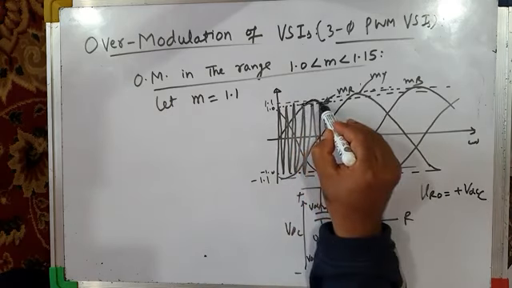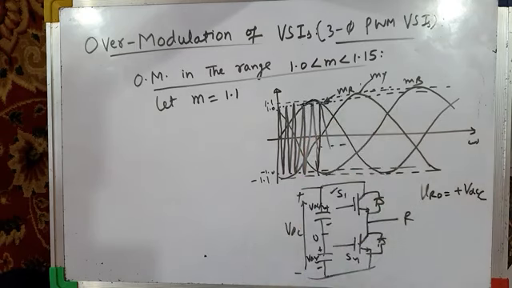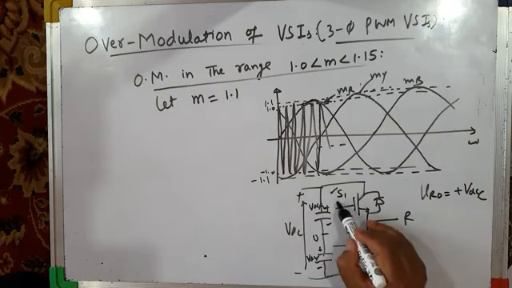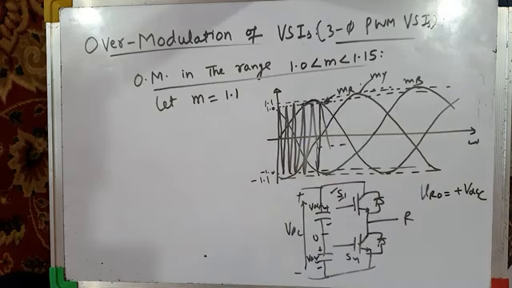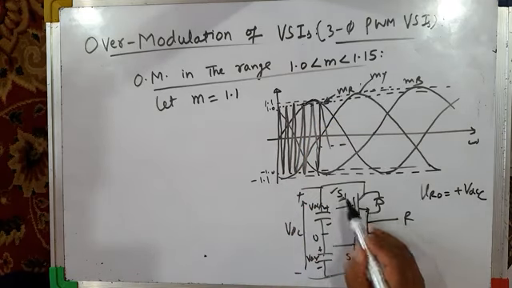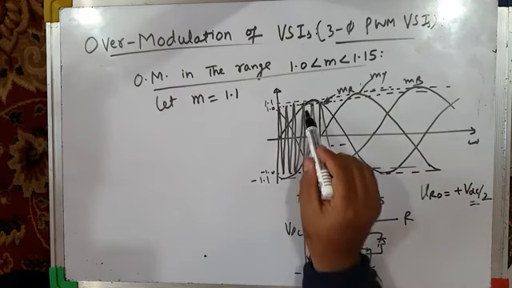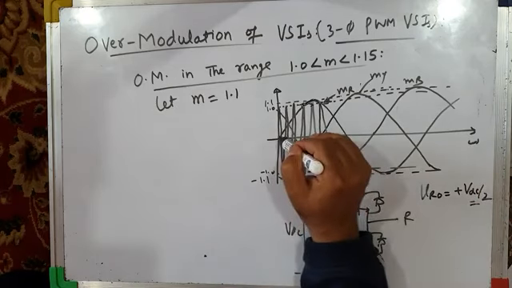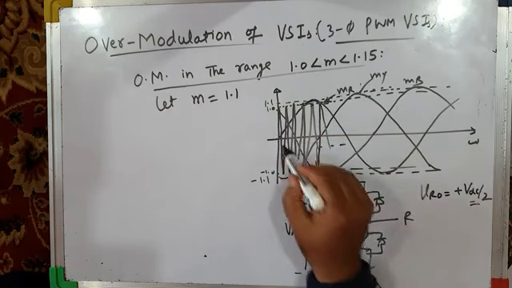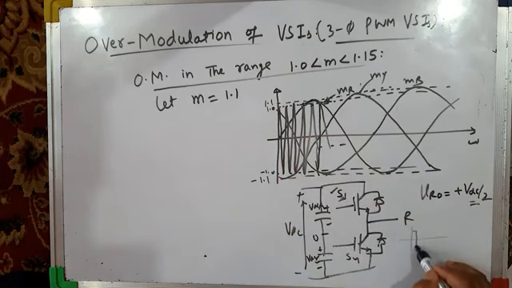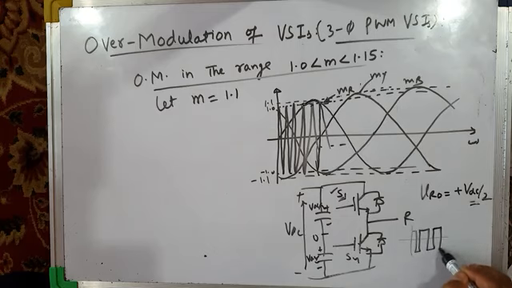Because from this instant to this instant, the reference sine wave or modulating wave is higher in amplitude than the triangular carrier wave, and the top switch remains on during this entire interval, even if there are high frequency triangular carrier waves, but no switching occurs. S1 is on permanently, and VRO is equal to plus VDC by 2. Okay, so therefore there is dropping of the pulses. You get the pole voltage pulses like this, plus VDC by 2, minus VDC by 2, plus VDC by 2, minus VDC by 2, and then there are no pulses during this period.